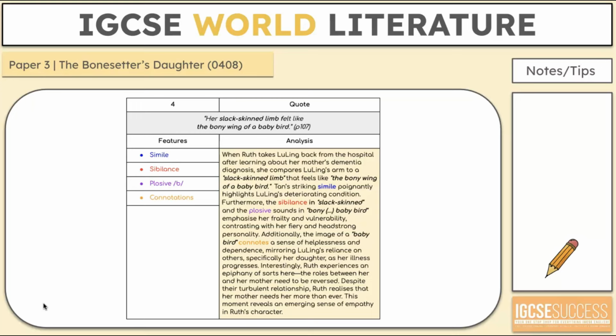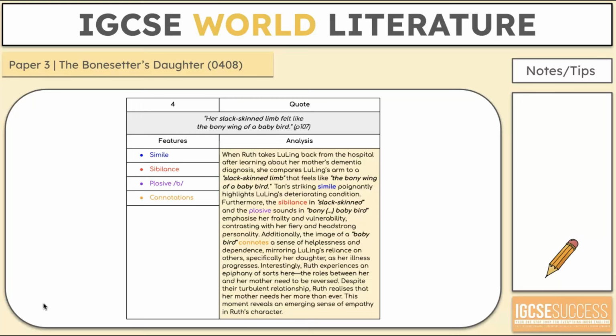frailty and vulnerability, contrasting with her fiery and headstrong personality. Additionally, the image of the baby bird connotes a sense of helplessness and dependence, mirroring LuLing's reliance on others, specifically her daughter, as her illness progresses. Interestingly, Ruth experiences an epiphany of sorts here. The roles have been reversed and the roles between her and her mother need to be reversed.